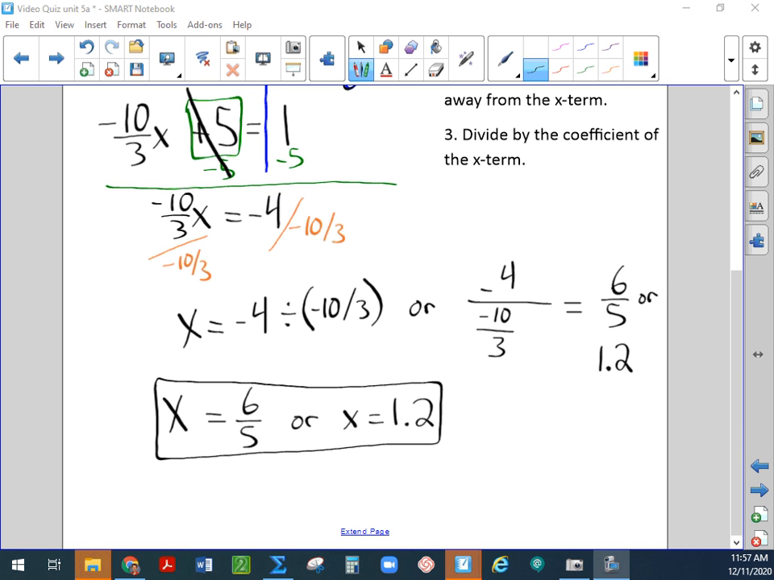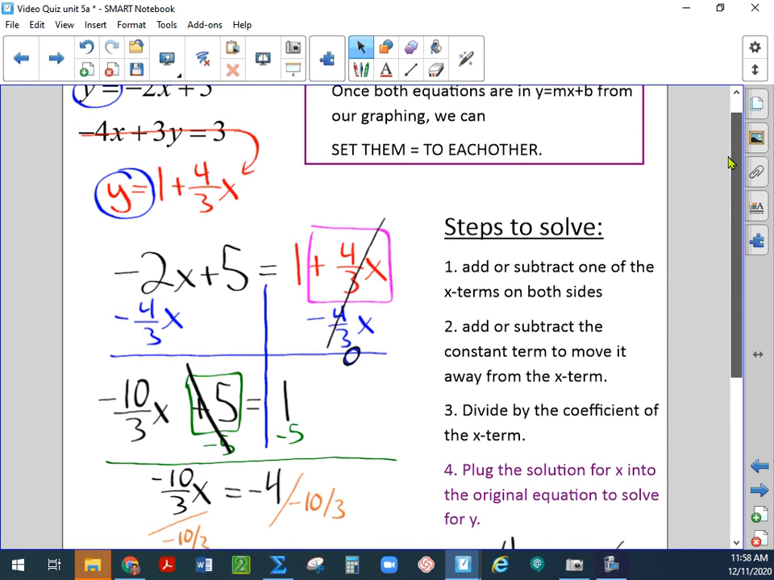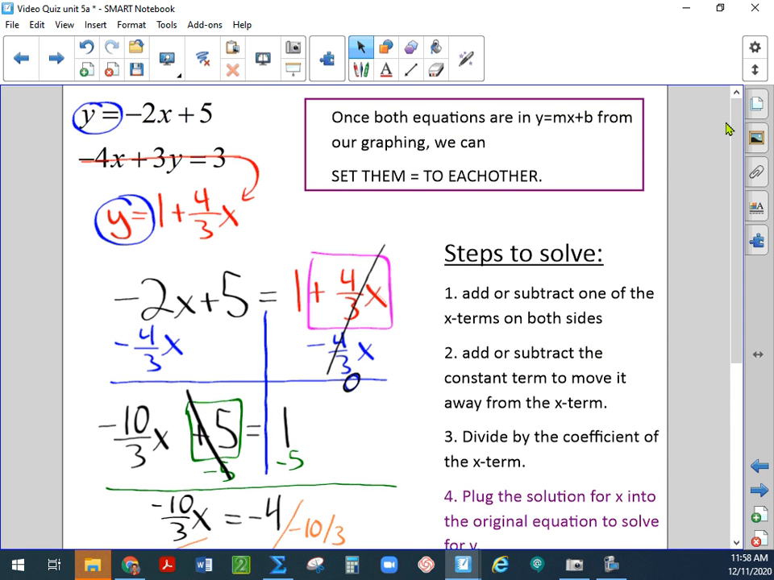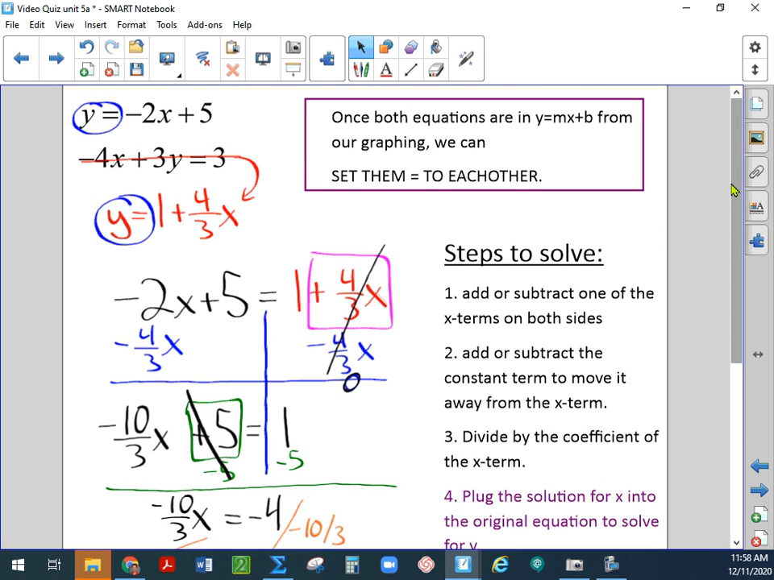And so we did all of that to get the x term, and we need to plug it back in to find the y term. So the very last step is going to be to take this and plug it into one of your equations to find the y term. So I gotta go back up to the beginning, take one of my original equations, doesn't matter which one, and we're gonna plug in this x value to get the y value.